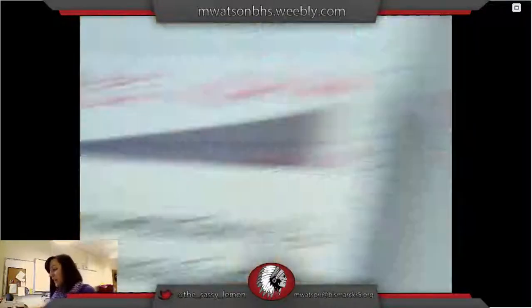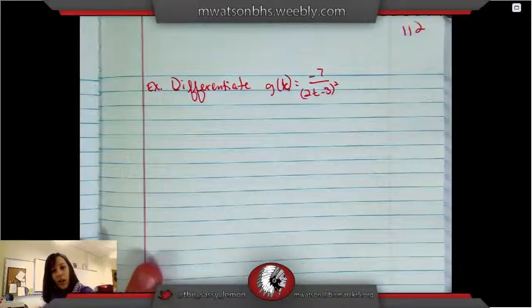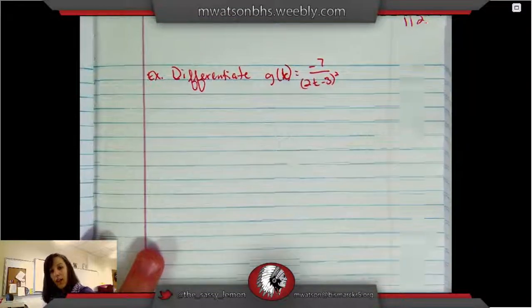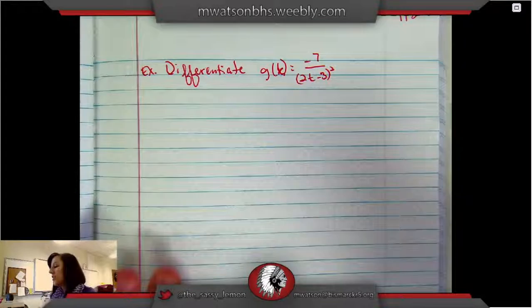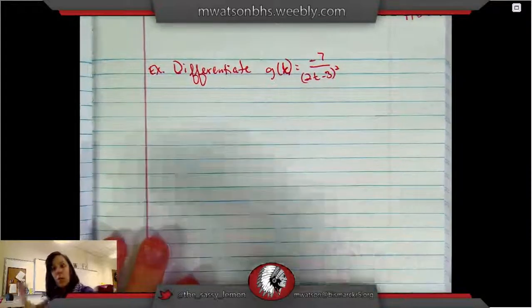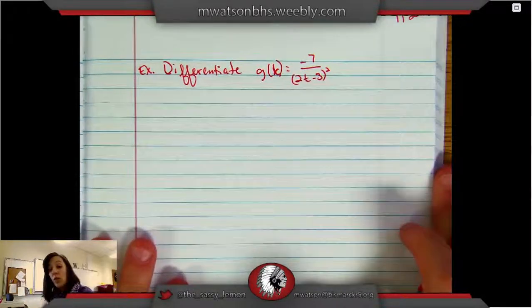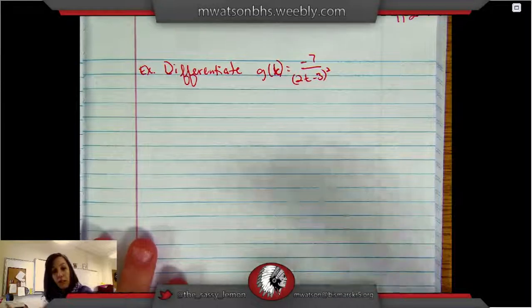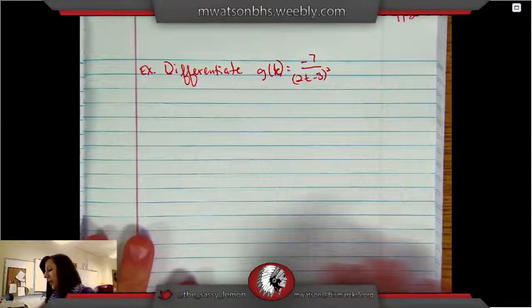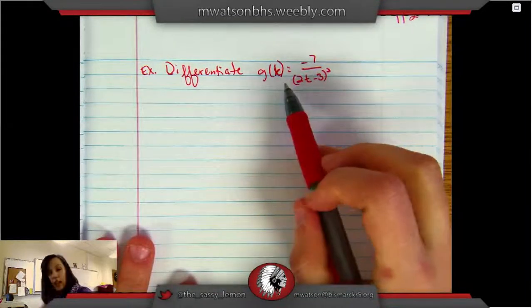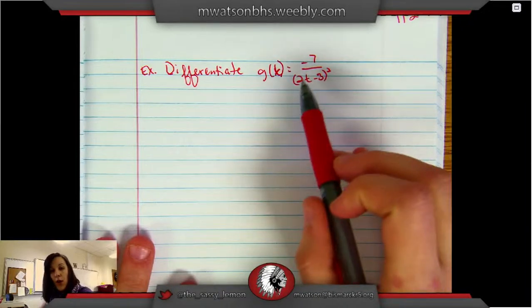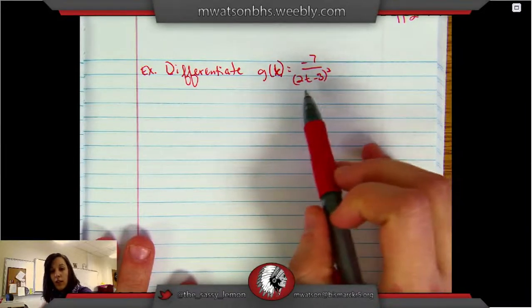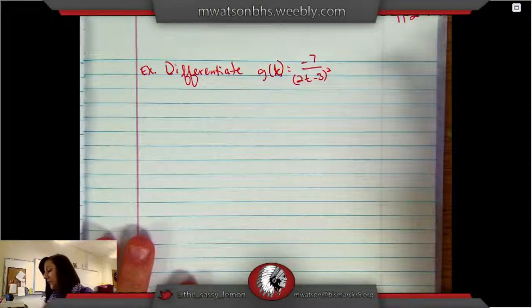However, there's going to come a point where you get tired of all that formatting. So in this video, I'm going to show you how to do it a little bit more mentally. And some of you, this might be a bit easier for you. So we're going to differentiate g of t equals -7 over the quantity 2t minus 3 squared.